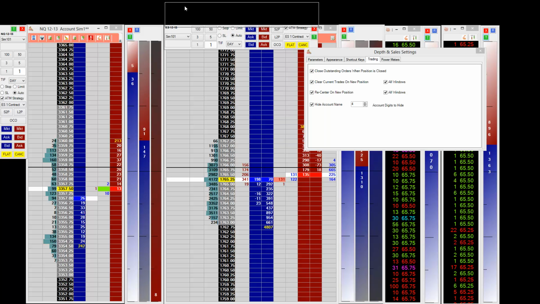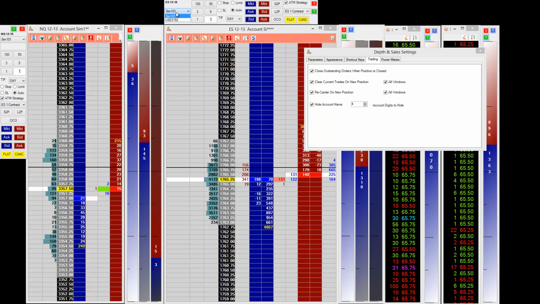What it doesn't do is hide it on this drop down. So we are going to work on figuring out how to do that. We just couldn't get that in time for the release.